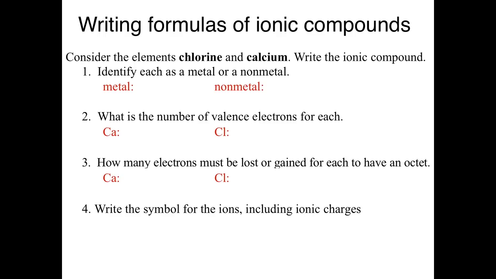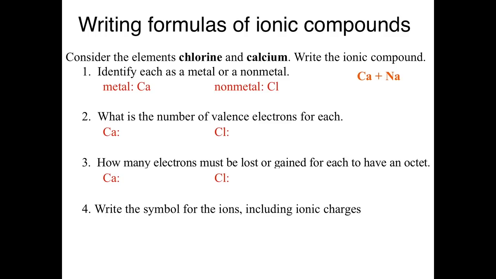For example, if I say I have a compound and this compound is composed of chlorine atoms and calcium atoms, can you write me the ionic compound? The first thing you want to do is identify each as a metal or a nonmetal. In this case, the metal is calcium and the nonmetal is chlorine. Remember that ionic compounds can only occur between a metal and a nonmetal, because a metal will give its electron away, becoming a cation, and a nonmetal will gain those electrons and become an anion. A positive and negative are attracted to each other, and that attraction is called an ionic bond.